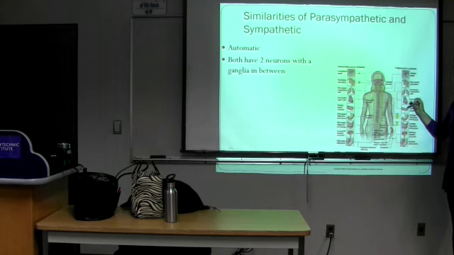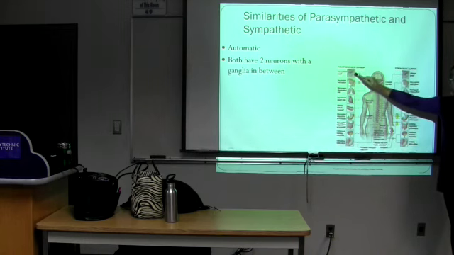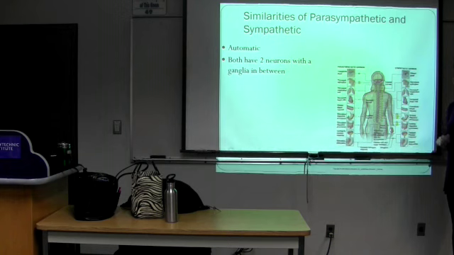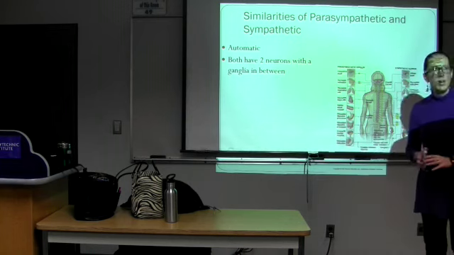Parasympathetic also has two nerves. Are you with me? It'll have a cranial nerve, it'll come out to a ganglion, and then to the organ itself. They both have two nerves. Are you with me? And we'll get into the specifics of why you need to know that in a little bit. They each have two nerves.